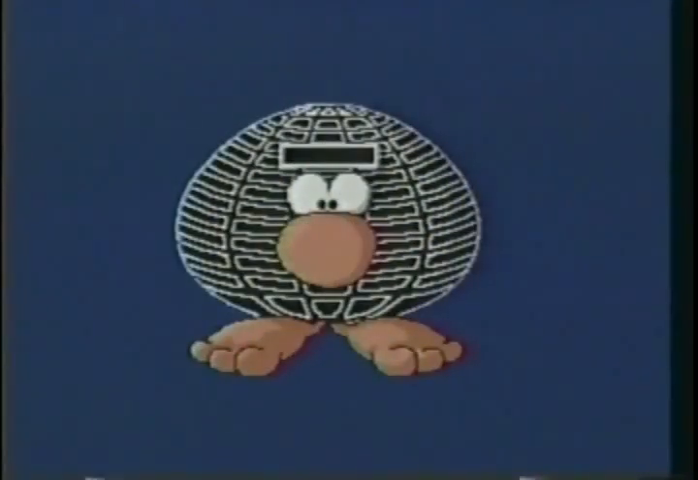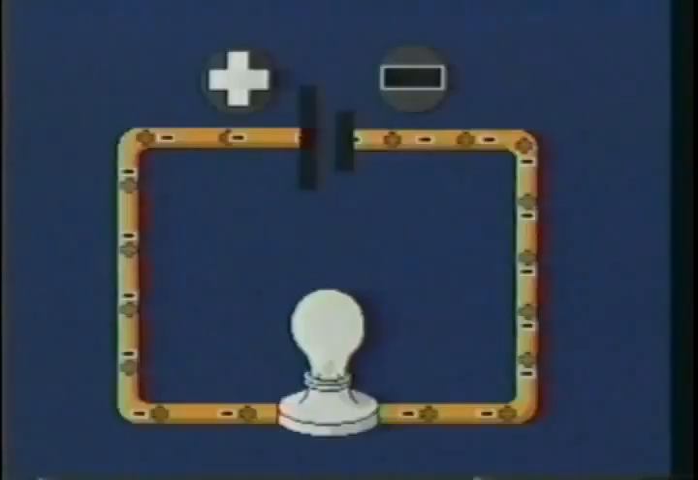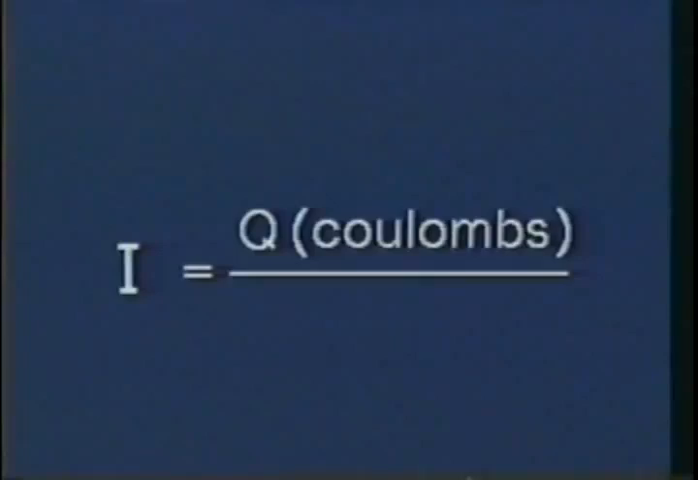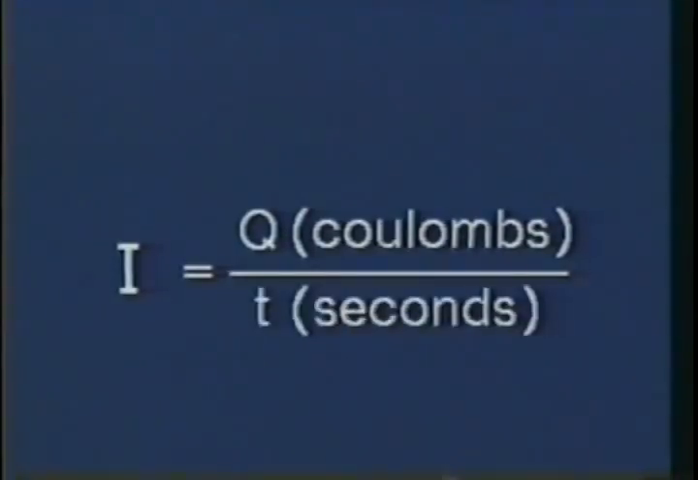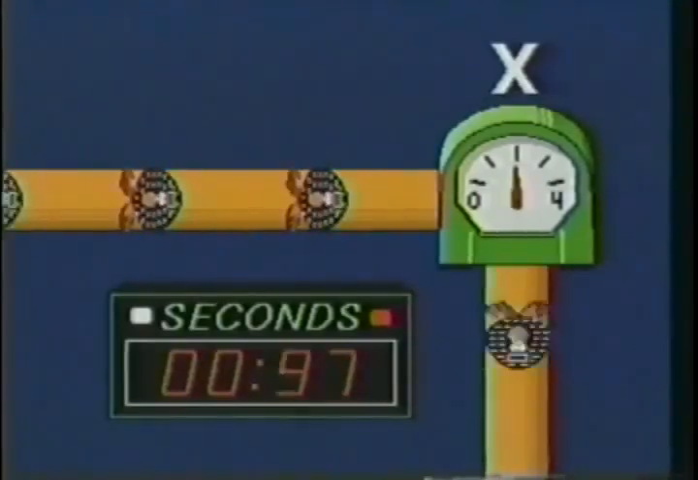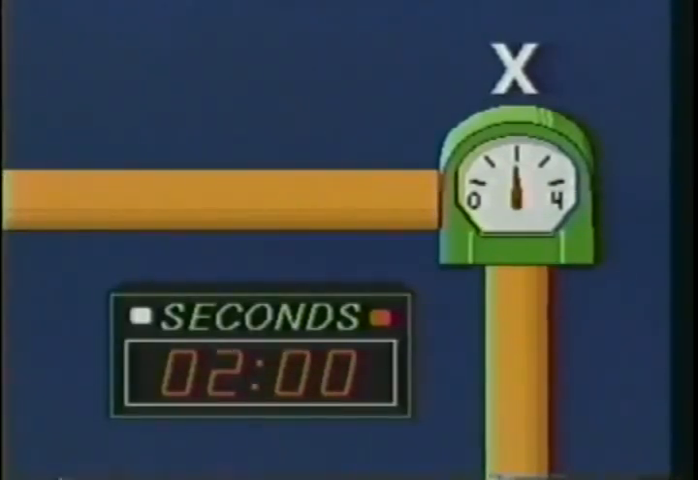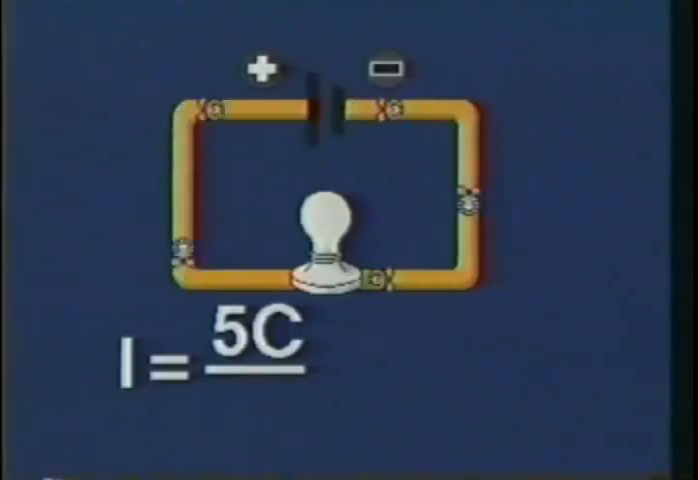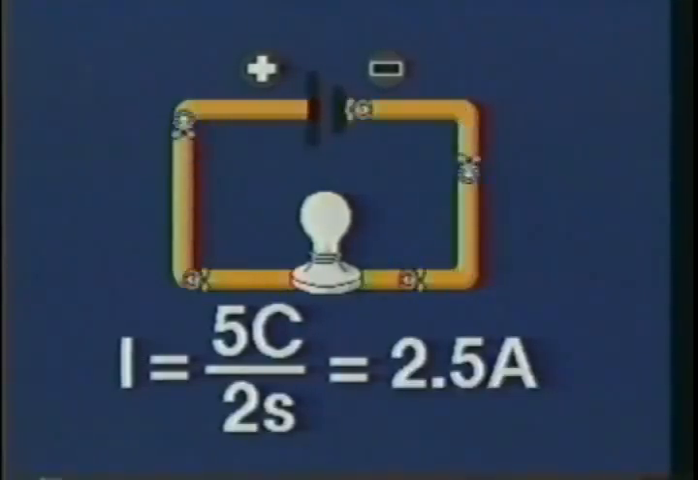It's difficult to visualize a group of electrons, so instead, let's have this critter represent 1 coulomb of charge. And instead of picturing our circuit like this, we can visualize it like this. Now we can calculate current by dividing the charge in coulombs by the time in seconds. Coulombs per second are called amperes. If in our circuit 5 coulombs pass by point X in 2 seconds, we can calculate the current by dividing the charge of 5 coulombs by the time 2 seconds to give us 2.5 amperes.